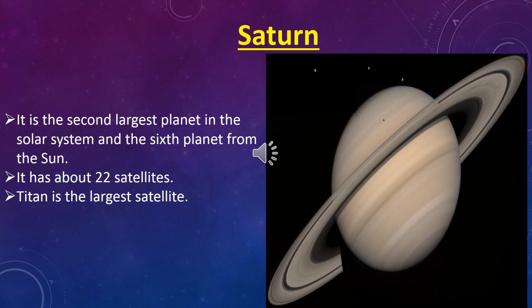This beautiful planet with a ring around it is Saturn. It is the second largest planet in the solar system. Which is the first one? Jupiter. And it is the sixth planet from the Sun. It has about 22 satellites. Titan is the largest satellite. It can be seen with the naked eyes. The another name of Saturn is Titan.